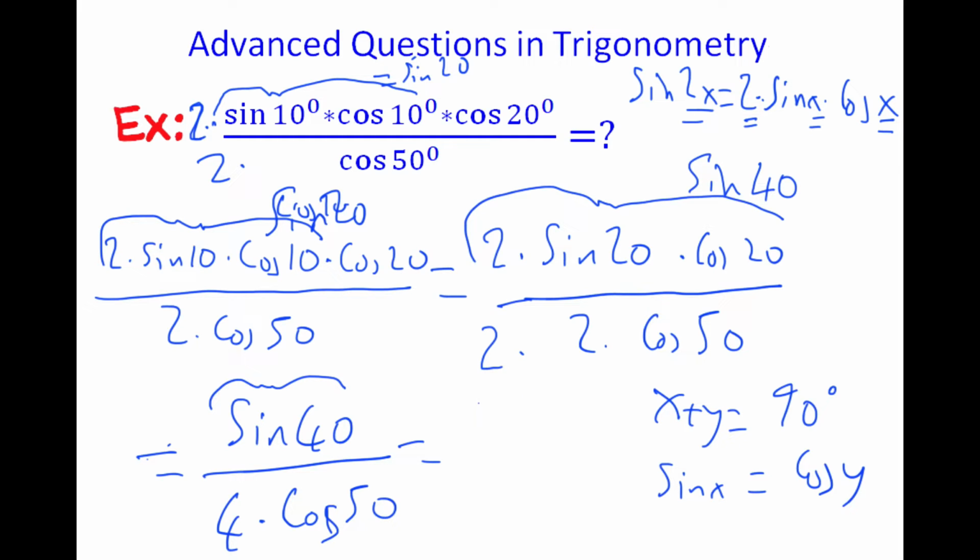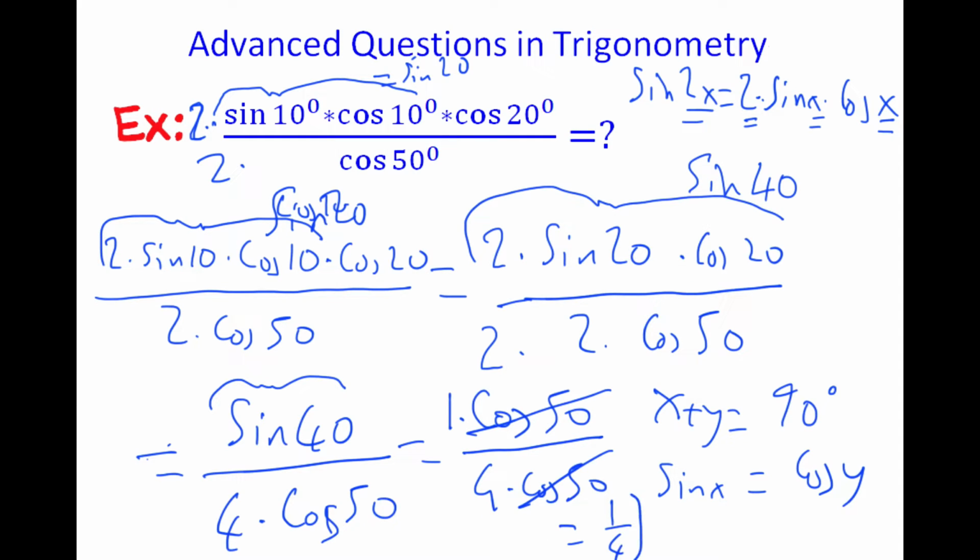So from this perspective, we can say that the numerator can be written as cosine 50, divided by, in the denominator, 4 times cosine 50. These are gone. And the leftover is 1 in the numerator, 1 divided by 4, which is the final answer, guys. So in the second question, the result is 1 divided by 4.